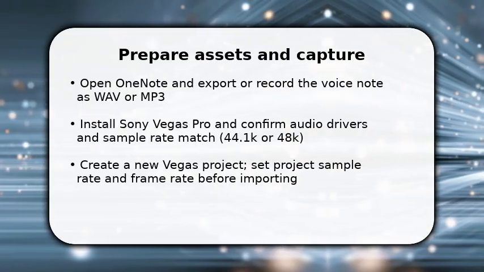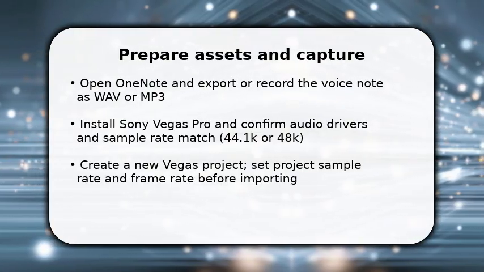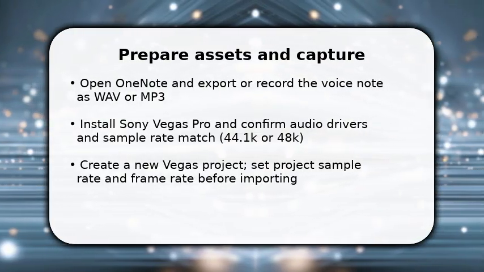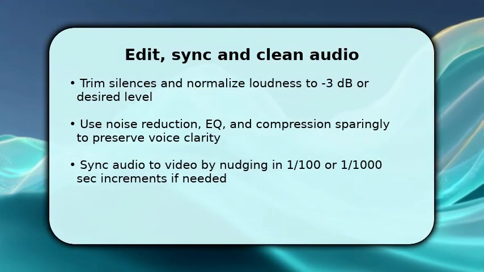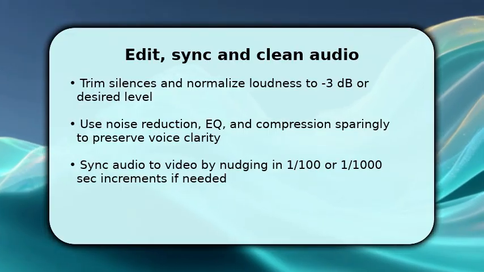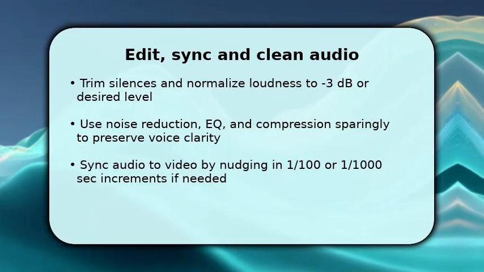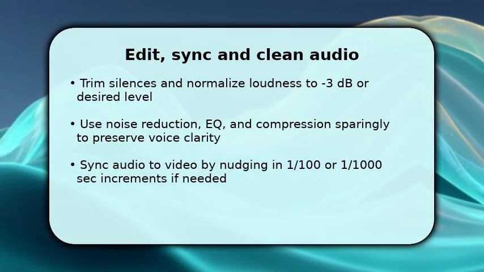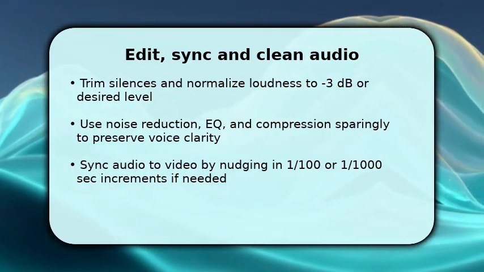Import the audio file into the project bin, then drag it to the timeline as the first track so you can work from the original waveform. Now you focus on making the voice usable. Trim leading and trailing silences and apply normalization to bring levels to around -3 dB for headroom. Use the built-in noise reduction and an EQ to remove rumble and boost presence. Apply light compression to even out dynamics without squashing the natural tone.